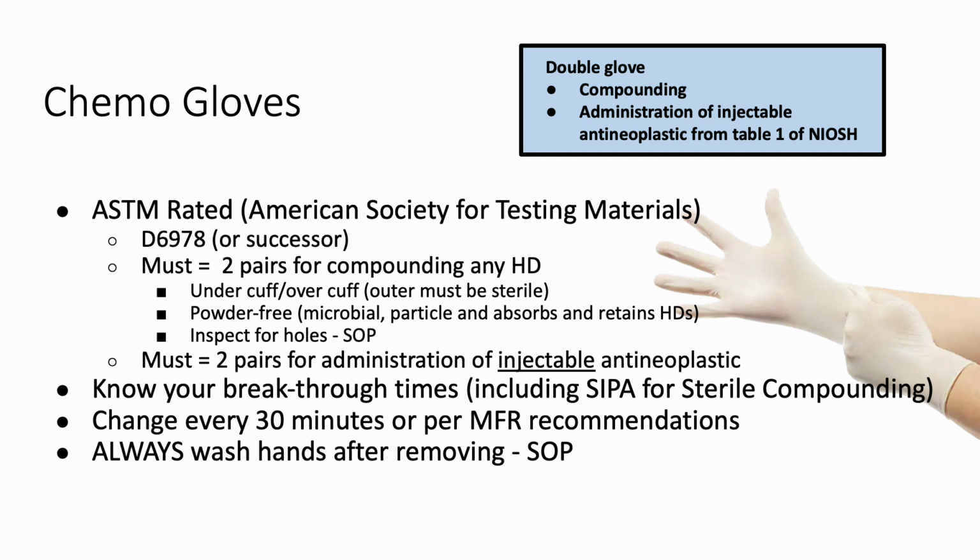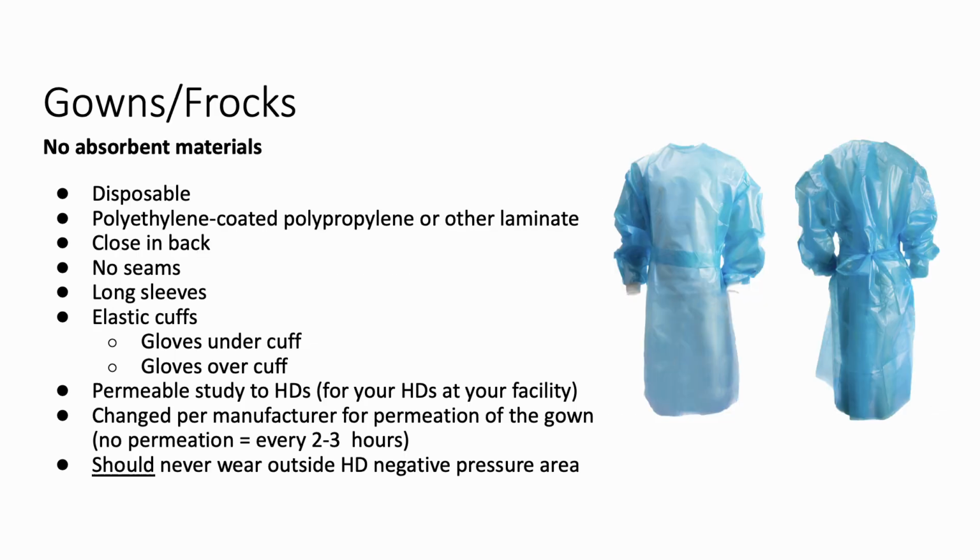Now, not only are 2 pairs of gloves required for compounding, but also for administration of an injectable anti-neoplastic drug on Table 1 of NIOSH. Gowns or frocks are going to be disposable and made of a polyethylene-coated polypropylene or other laminate. They're going to close in the back so there's no opening in the front where drugs can get through in case there's a splash. There's going to be no seams, so nothing can soak through holes. And they're going to be long-sleeved and have elastic cuffs.